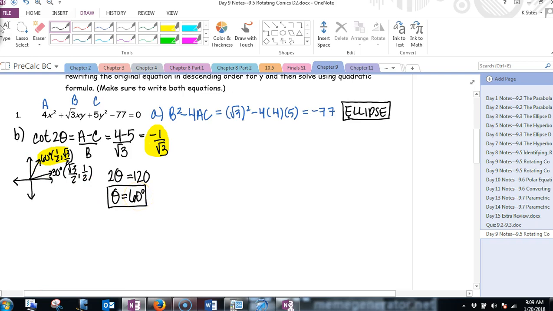All right? Okay, so we're not done with part B yet. Now we have to do our rotation formulas. So x and y formulas, you do have to commit these to memory. I will not give them to you on your quiz. X is x prime cosine 60 minus y prime sine 60. And cosine of 60 is 1/2. So that's 1/2 x prime minus sine of 60 is root 3 over 2.